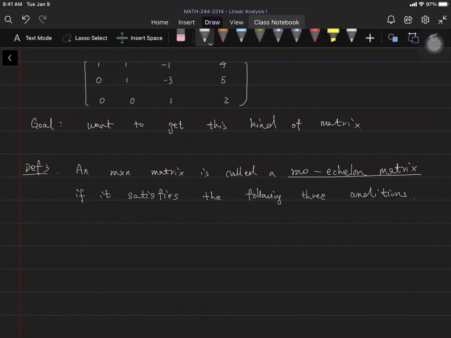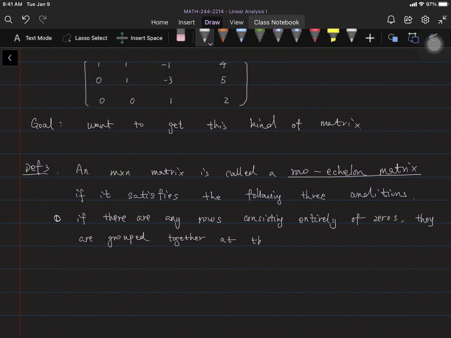The first one: if there are any rows consisting entirely of zeros, then those rows have to be at the bottom of the matrix. Then they are grouped together at the bottom.